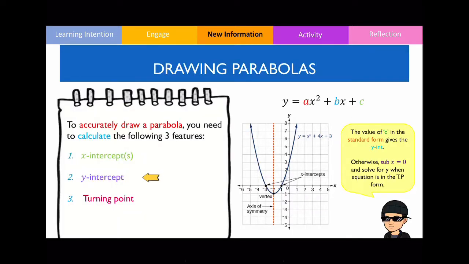So now we're going to be looking at the y-intercept. So remember, just a quick revision. We calculate the y-intercept by substituting x is equal to 0 and then solving for what y is.